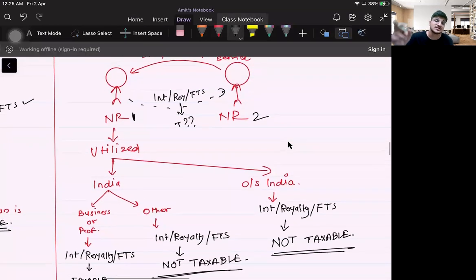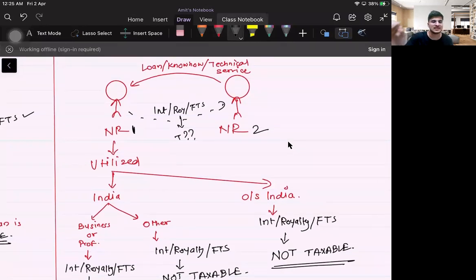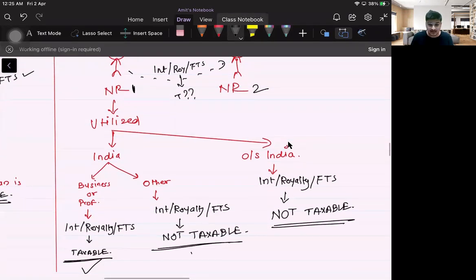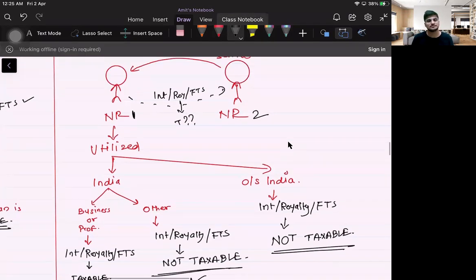But अगर non-resident 1 वो जो लोन, नो हाउ, टेक्निकल सर्विस है इंडिया में तो यूज कर रहा है बट नॉट फॉर बिजनेस एंड प्रोफेशन, तो मोदी जी बोल रहे ठीक है तू तो बिजनेस करता रहेगा तो ही पैसा लूंगा, पर तू तो बिजनेस नहीं कर रहा है ना, then it is not taxable.